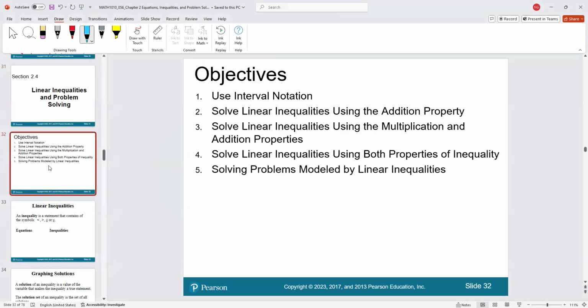So the objectives in this section are to use interval notation, solve linear inequalities using the addition property, solve linear inequalities using the multiplication property, and solve linear inequalities using both properties of inequality. And at the end, we will solve problems modeled by linear inequalities.